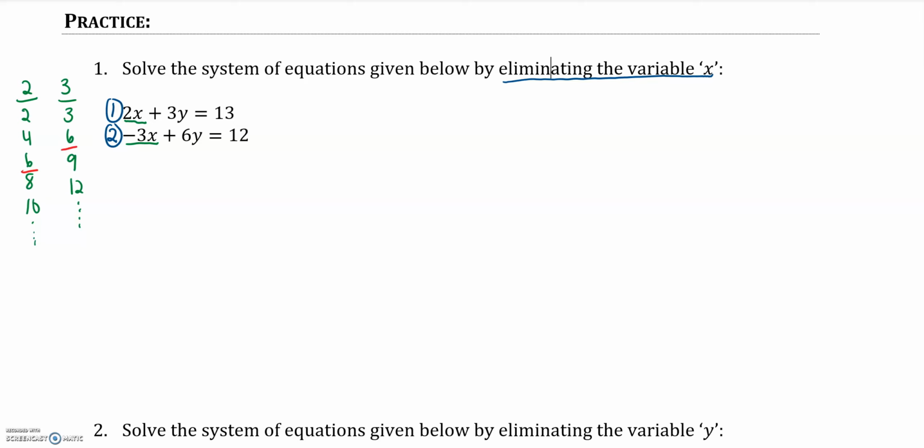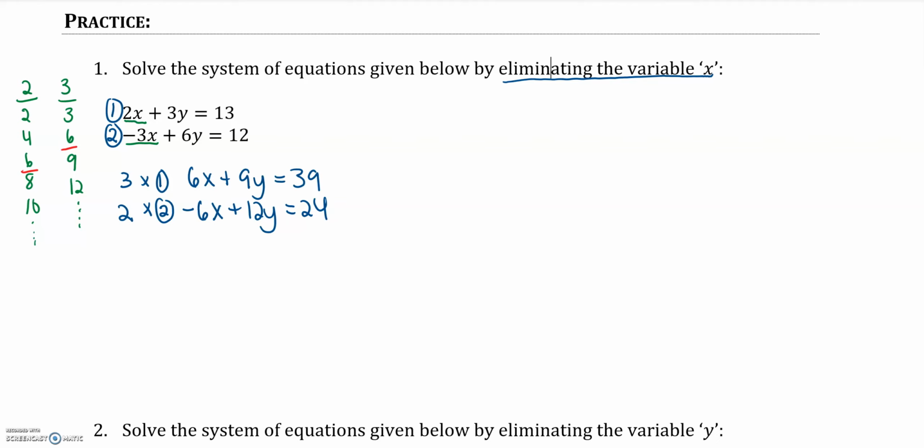So to get our coefficients equal to 6 or negative 6, we want to multiply equation 1 by 3 and multiply equation 2 by 2. Okay, now pause the video and multiply each equation by those numbers. You can see now that the coefficients of x are equal but opposite in sign. One is 6 and the other is negative 6.